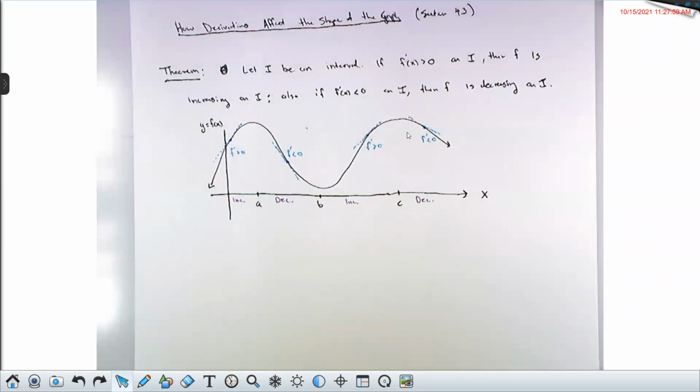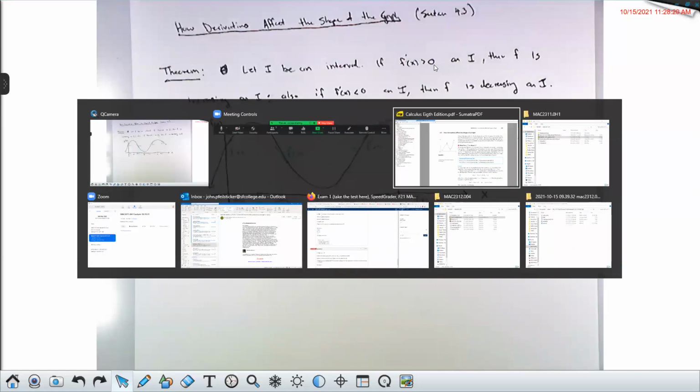Now this does assume that f is differentiable. Right? If f is not differentiable, we cannot talk about the derivative. So we're assuming here that f is continuous and differentiable on the interval I. But as long as that's the case, this provides a good tool for hunting to find intervals of increase and decrease. Let's look at an example.